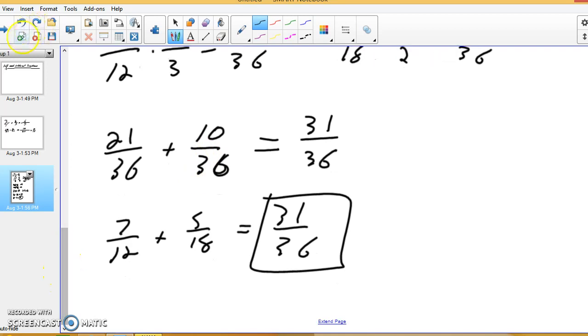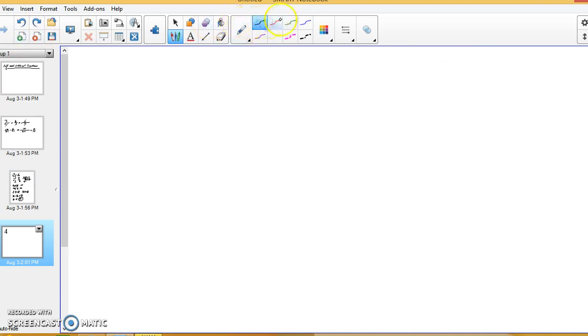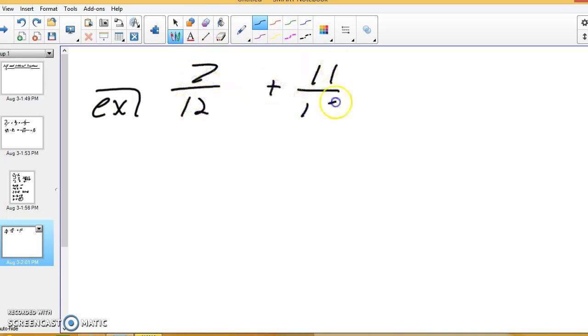So I'll give you guys an example and see if you can walk through that one yourselves. Example: 7 over 12 plus 11 over 15. I'll let you work on that right now.